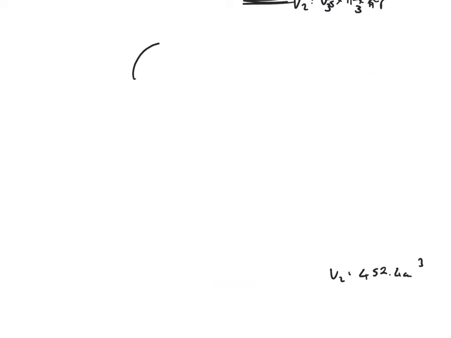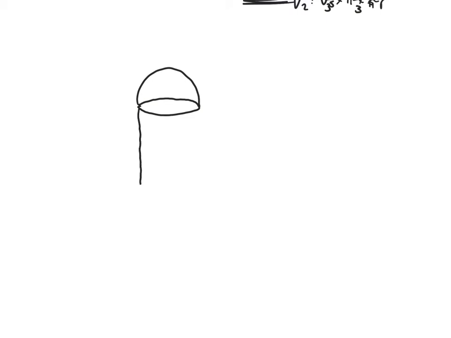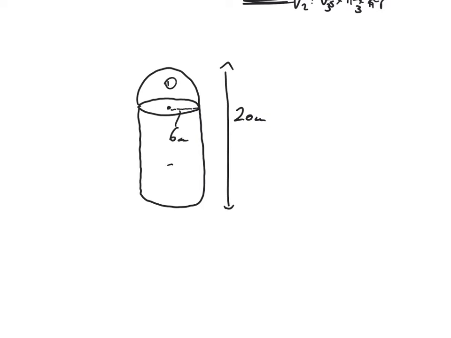Okay, let's try an example 2. So we've got a shape with a hemisphere up top and a cylindrical part here. We're also told that the height of the full shape is 20 centimetres and that the radius of the circular part of the cylinder there is 6 centimetres. Okay, so let's call that volume 1 and volume 2. Let's go after volume 2 first of all.